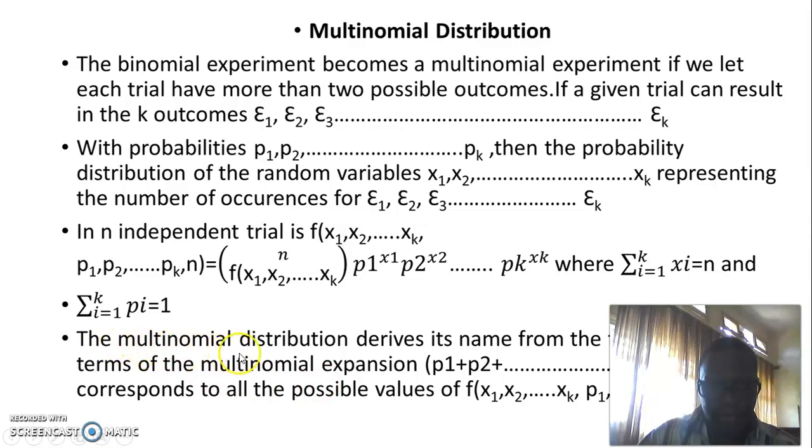The multinomial distribution derives its name from the fact that the terms of the multinomial expansion, p1 plus p2 plus up to pk to power n, correspond to all the possible values of f of x1, x2 up to xk, p1, p2 up to pk, n.